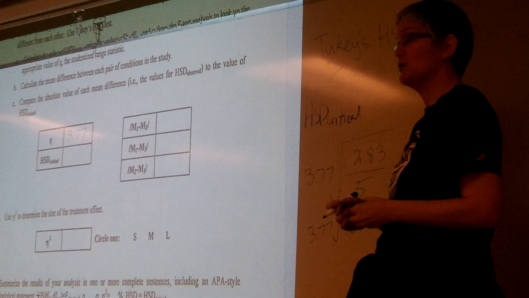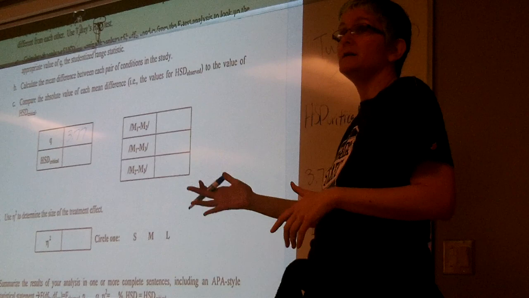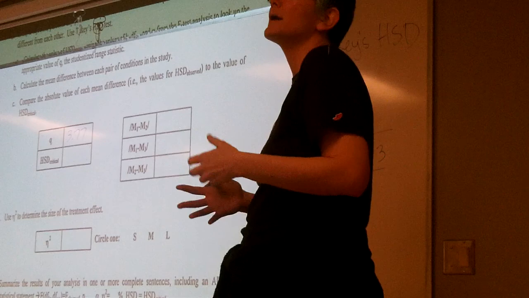If you have different sample sizes, which is possible with independent groups, then you have to do different tests. For example, in Article 2 that we're going to read for next week, there are very different sample sizes, and they use a totally different post-hoc test called Dunnett's test. So yeah, it just depends. But I want you to know what a post-hoc test is, and I like this one because it's pretty easy to do.